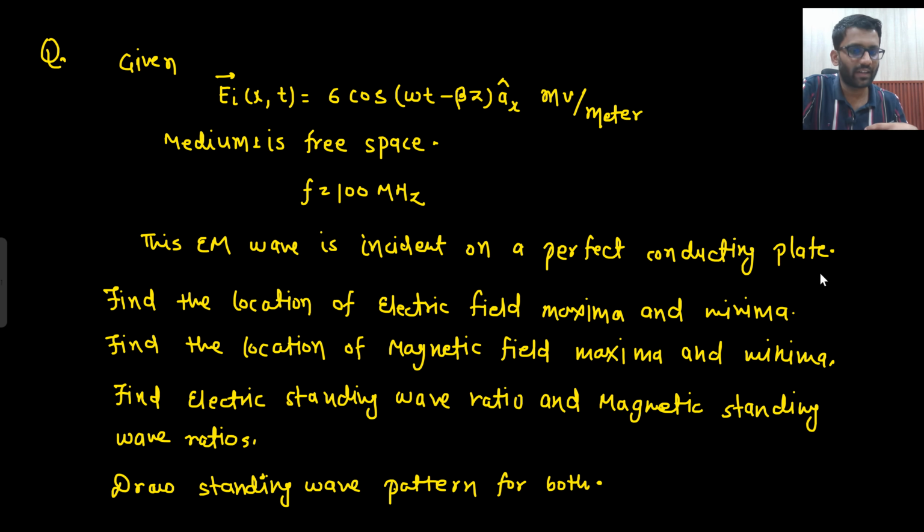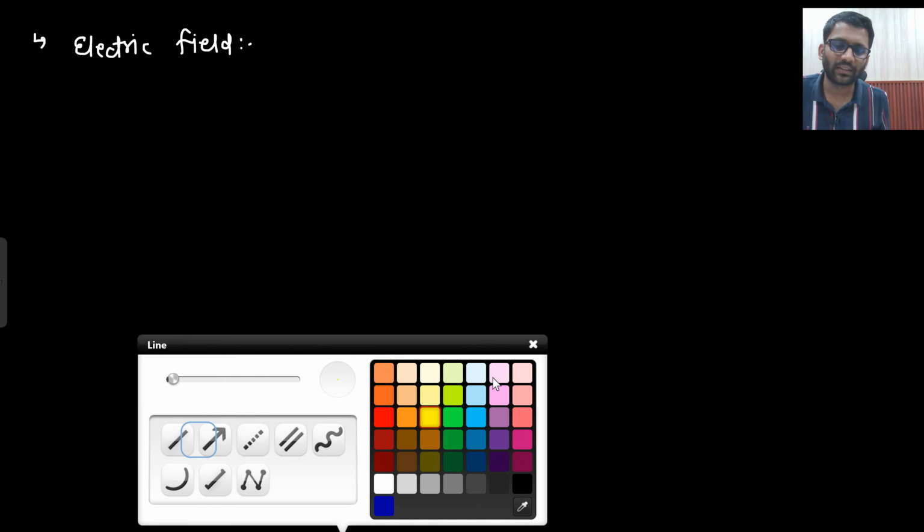Find the location of electric field maxima and minima. Find the location of magnetic field maxima and minima. You also need to find the electric field standing wave ratio and the magnetic standing wave ratio. So we need to analyze with respect to the electric field as well as the magnetic field. First, let's analyze with respect to the electric field.